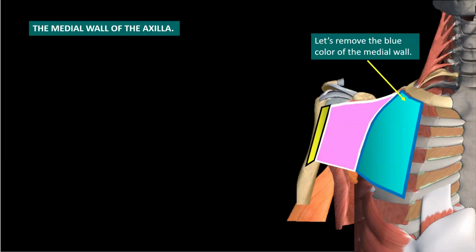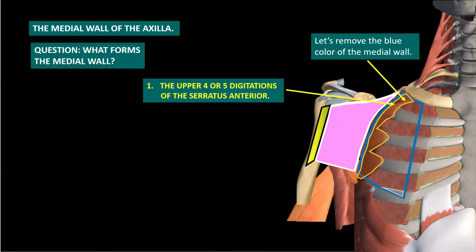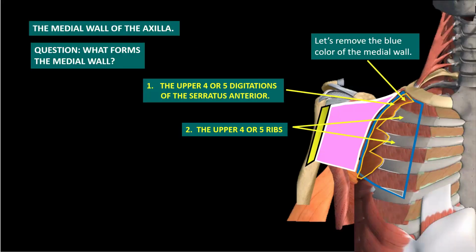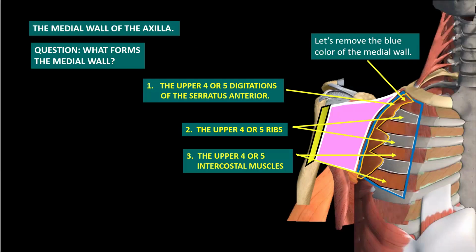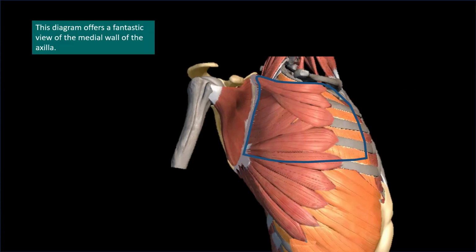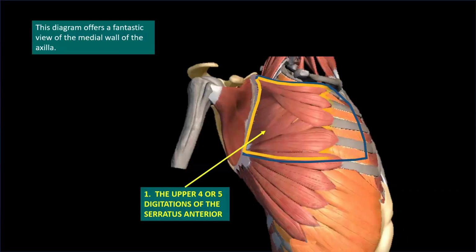Let's remove the blue color of the medial wall. 1. The upper 4 or 5 digitations of the serratus anterior. 2. The upper 4 or 5 ribs. 3. The upper 4 or 5 intercostal muscles. This diagram offers a fantastic view of the medial wall of the axilla.